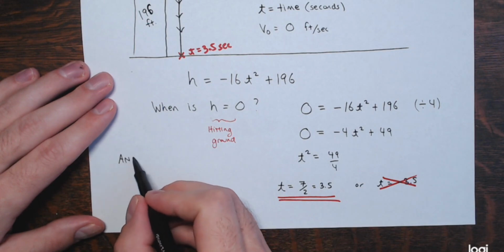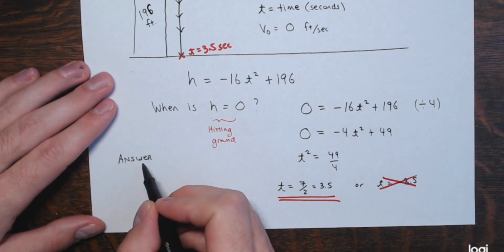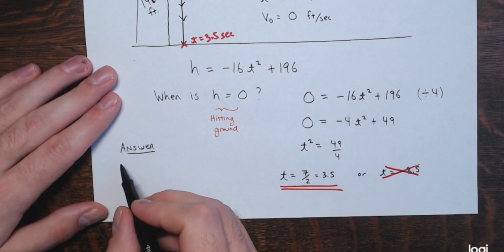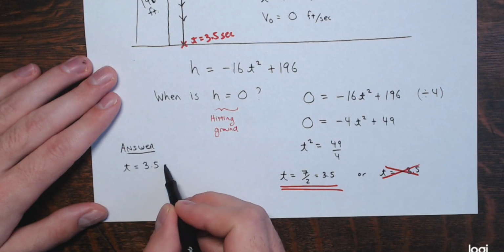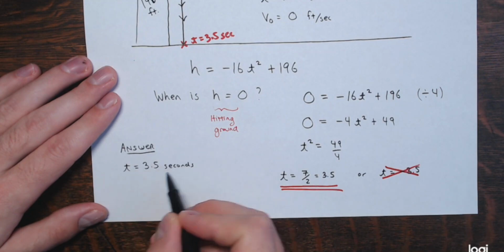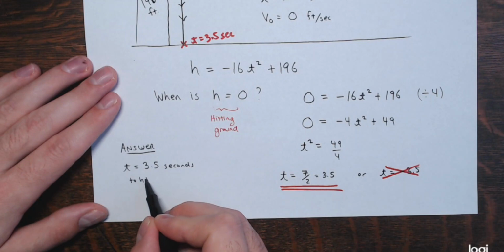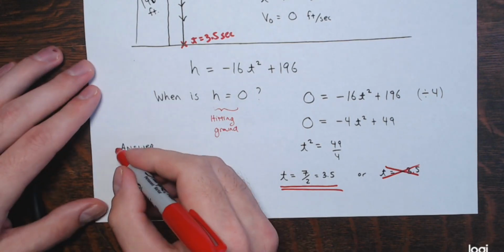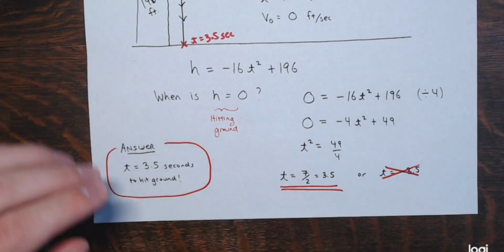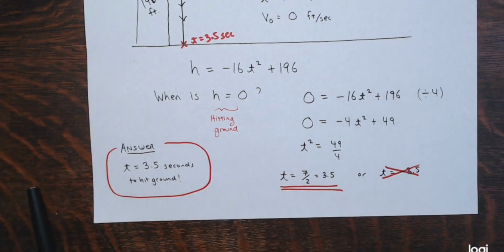I'm going to write it in a sentence. So t equals 3.5 seconds to hit the ground. Cool. All right, again, that was pretty nice. They gave us a formula. Wonderful. All right, next question.